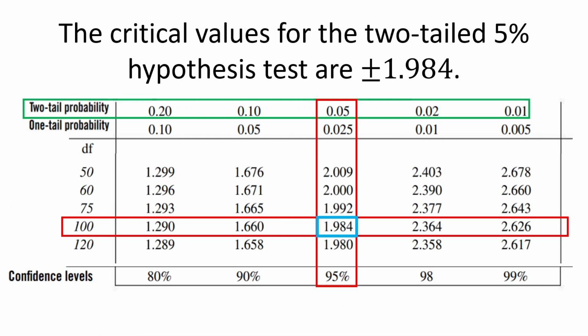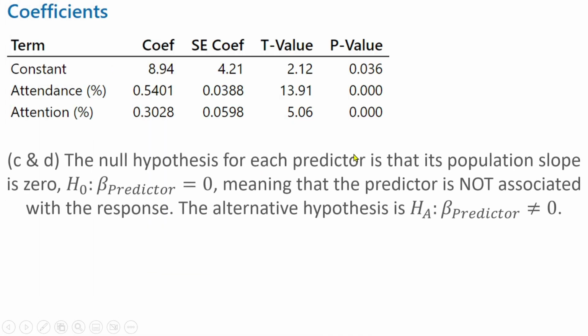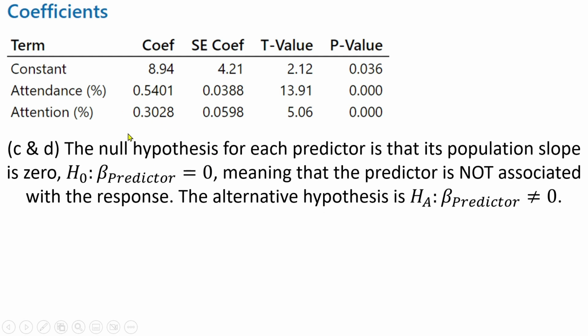Right, so now turning to the hypothesis test, we're going to use the same critical value. We're going to use plus or minus 1.984 to set up our decision rule. And so here, the null hypothesis for each of these predictors is that its population slope is zero, meaning that the predictor is not associated with the response. The alternative hypothesis is that the population slope for that predictor is not equal to zero. And so what are we looking at? Well, we have our t-statistics, and we have the associated p-values.